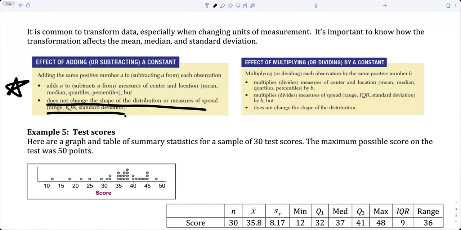However, multiplying or dividing by a constant, when we multiply, it changes the measures of center and the location. It will also change the measure of the spread. It does not change the shape of the distribution, however.